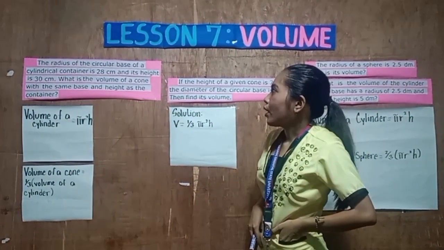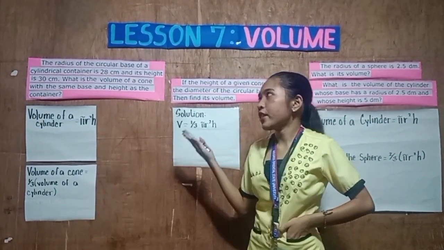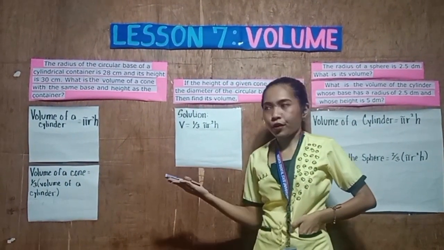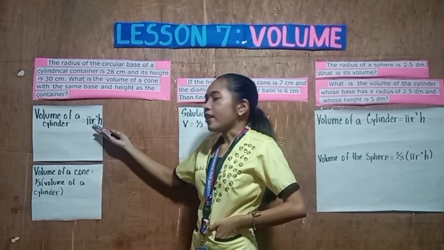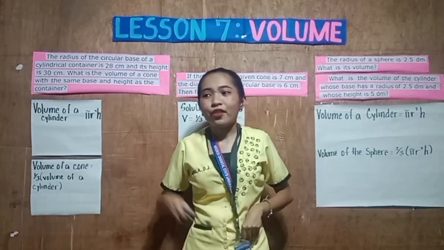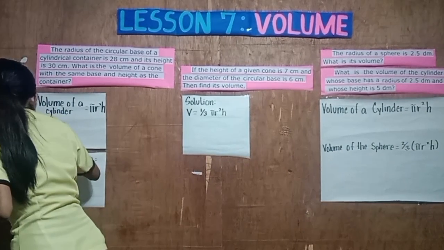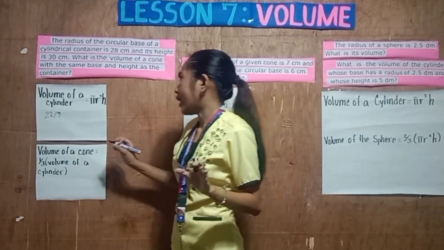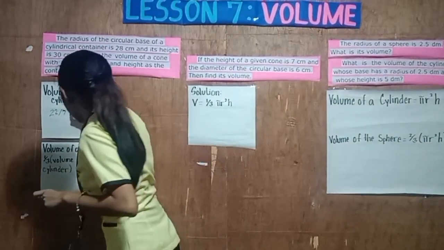The radius of the circular base of a cylindrical container is 28 centimeters and its height is 30 centimeters. What is the volume of a cone with the same base and height as the container? So the formula in finding the volume of a cylinder is pi times r squared times height. And what is the value of our pi? Very good, it's 3.14. And we can also use 22 over 7. It still gives the value of 3.14. What about our radius? It's 28 centimeters, right?